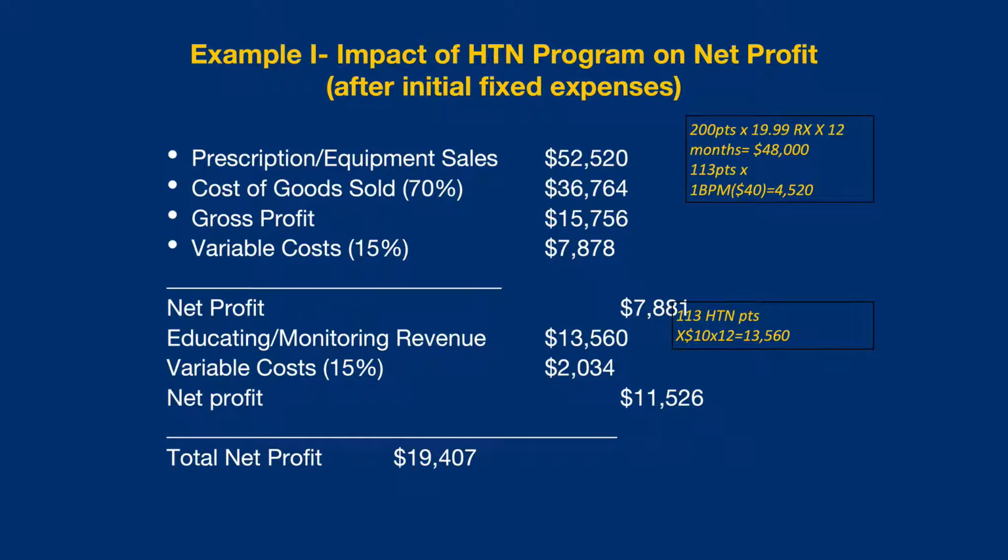Now, the next part is that education monitoring service I'm going to charge $10 a month for. And in the best case scenario, all 113 patients come to see me every month and I charge them $10. And so that's an additional $13,560 in revenue. I still have to take into account the variable cost, the operating costs of my pharmacist wages and time to do that. And for that year, it would be around $2,000 because these visits would be very short visits. And so then my total net profit could be around $19,000 when I include prescription sales.